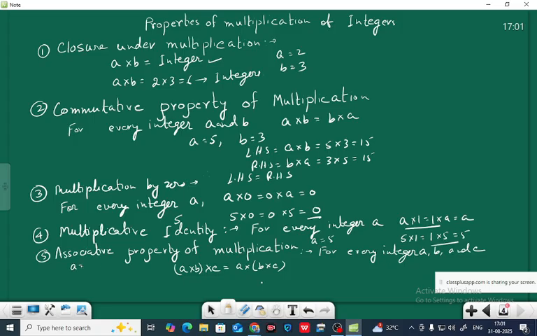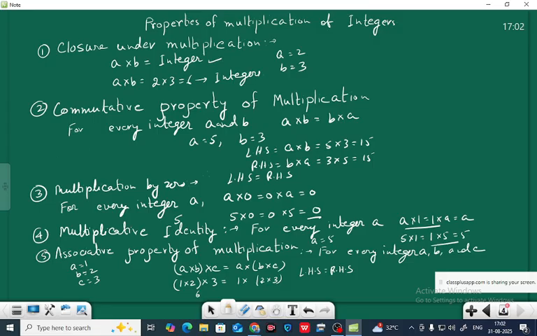Suppose a is equal to 1, b equal to 2 and c equal to 3. If we multiply here, you see that a is 1, b is 2 and c is 3. Here it is 6 and it is also 6. That is, left hand side is equal to right hand side. Therefore, this associative property also holds for integers, that is a into b in bracket into c is equal to a into b into c. Now we find the distributive property.